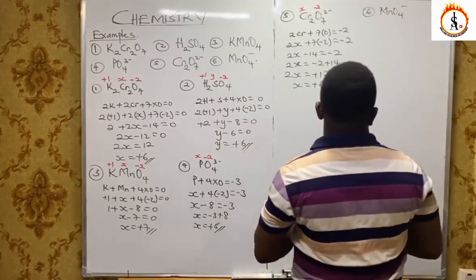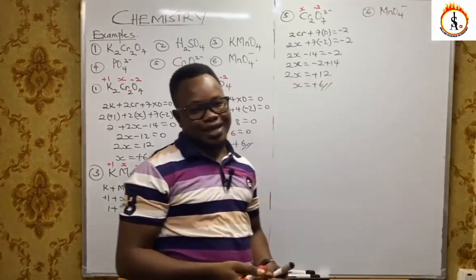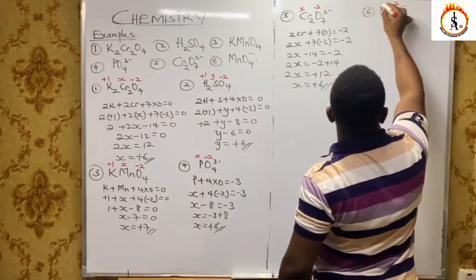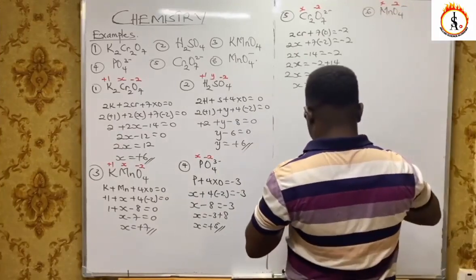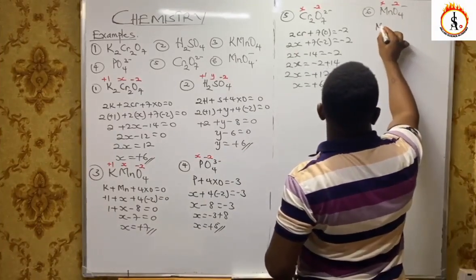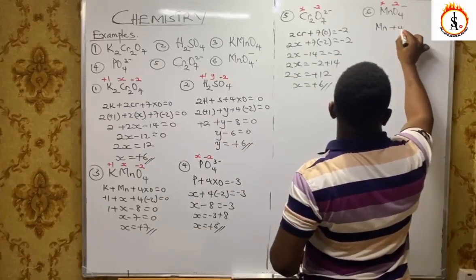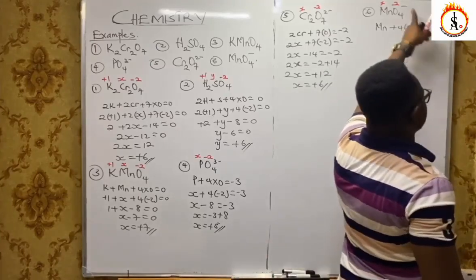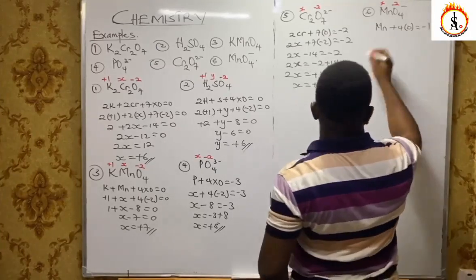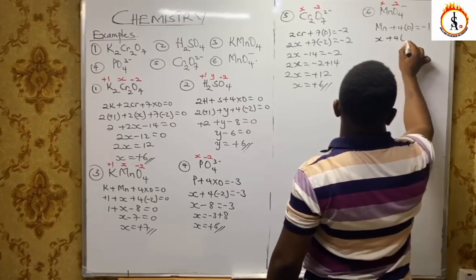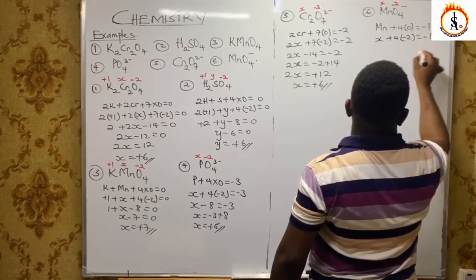So like we did for the previous examples, we assign oxidation numbers as well. Oxidation number of oxygen minus 2, manganese, that is X. So working this one out, we have only an atom of manganese here. So we say Mn plus 4 atoms of oxygen, and we equate to the charge of minus 1 because it's a polyatomic ion.